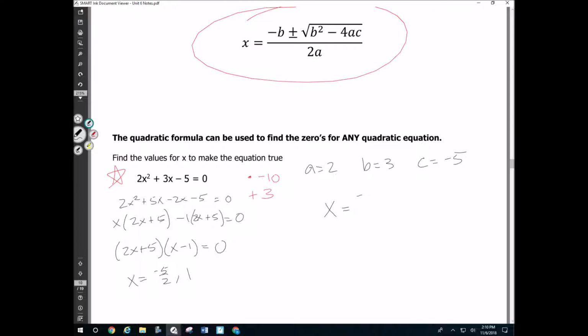X equals the opposite of B. I don't like to say negative B, because if B was negative, you need to make it a positive. So the opposite of B plus or minus the square root of B squared minus 4 times A times C, all over 2A, which is 4. Okay, let's keep going. X equals -3 plus or minus. In our calculator, please type in 9 minus 4 times 2 times -5.